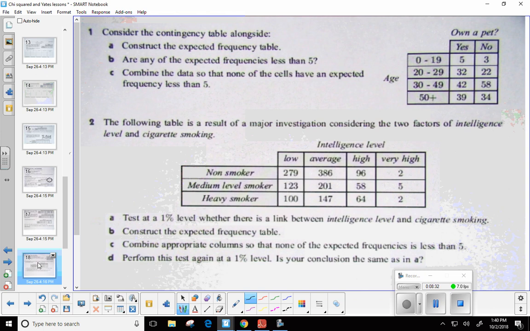So let's see here. So we have a couple of these, some examples. Take a look at number 2 real fast. The following table is a result of a major investigation considering the 2 factors of intelligence level and cigarette smoking. Well, you'll notice, take a look at your columns here. The intelligence level goes from low to average to high to very high. Again, you've got 2 columns that are very closely related. How would you tell the difference between what you consider high and very high?